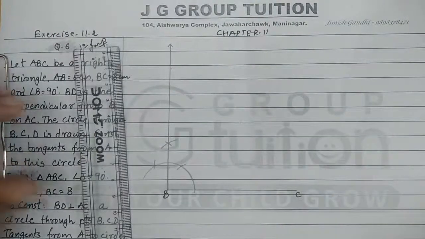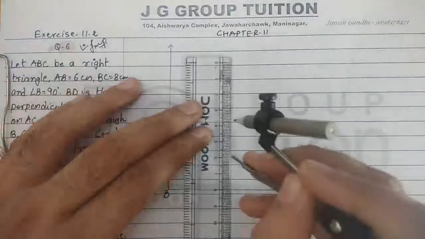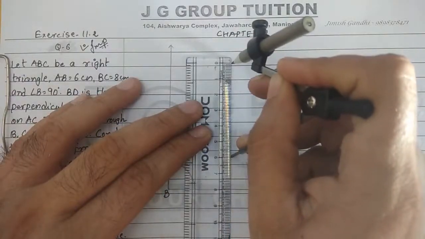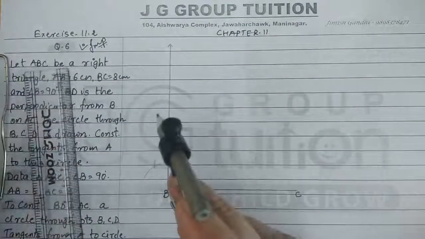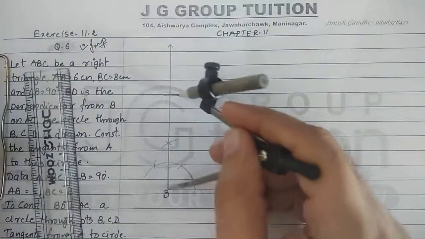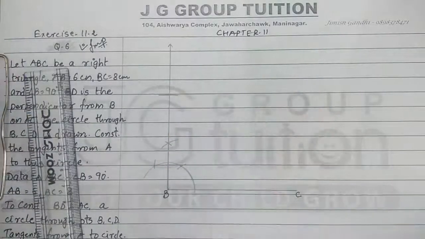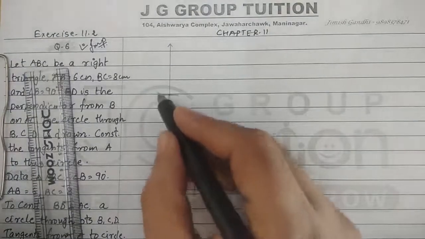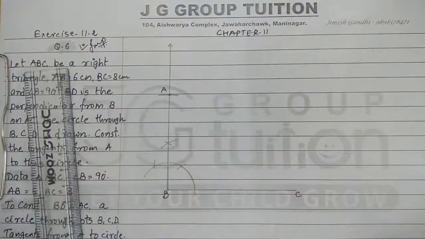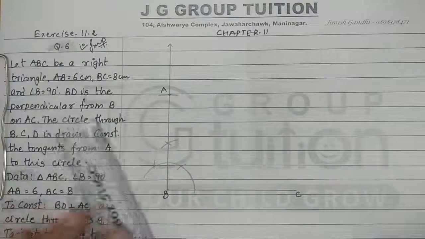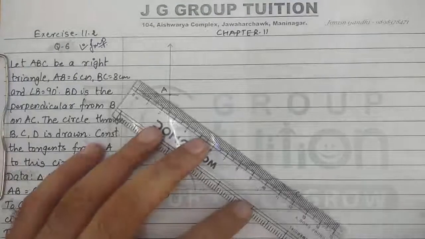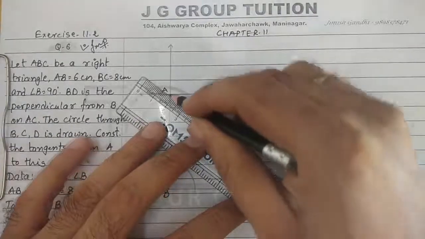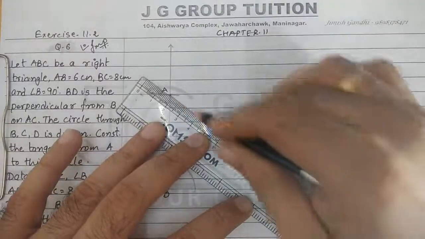Now to obtain point A, they have given the length of AB, that is 6 centimeter. So let's take the radius of 6 centimeter. From point B, we draw the arc on this 90 degree ray. This intersecting point is point A. So ABC, let us join AC. So this is the required triangle ABC we obtain. So triangle ABC is of required measure.